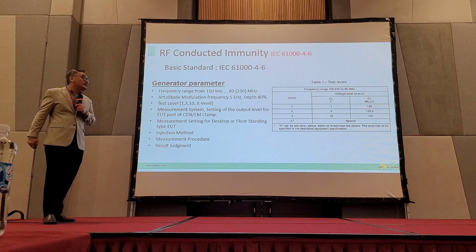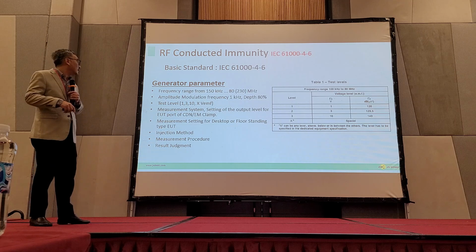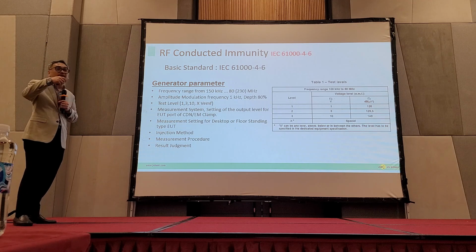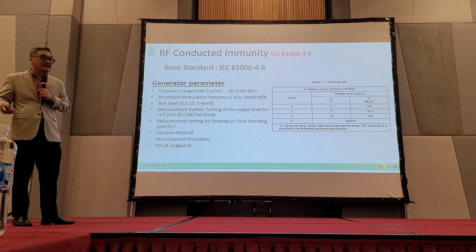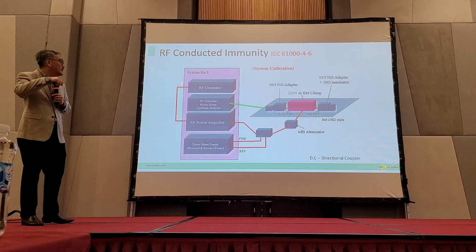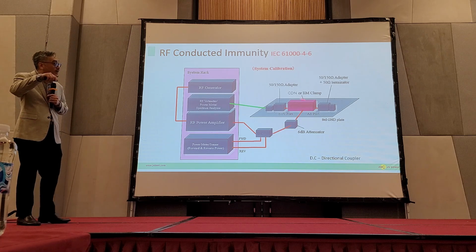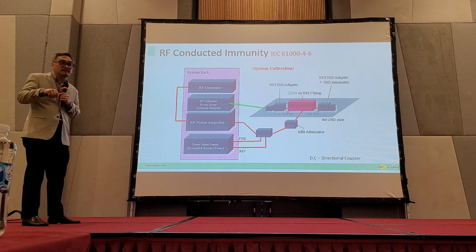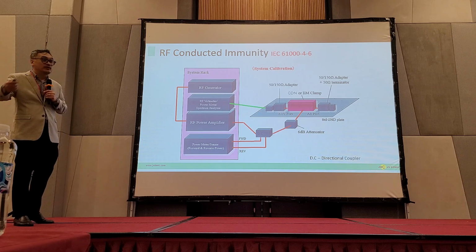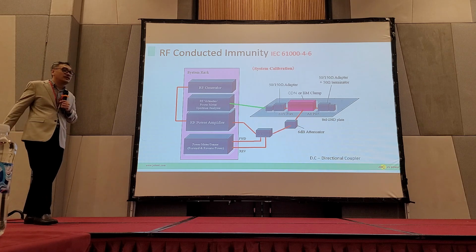There are 3 categories, mainly level 1, level 2, level 3. Now we talk in volt EMF. Typically the frequency range for RF conducted immunity is 150 kilohertz to 80 megahertz. Some standards go up to 230 megahertz. Typically what we use are RF generators and RF power amplifiers to amplify the signal. We have the coupling and decoupling network, which couples the RF signal into the line. Then we have a power meter or voltmeter to measure the test level, and another power meter to measure the forward power and reverse power.